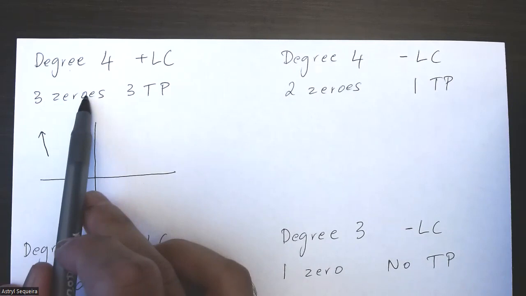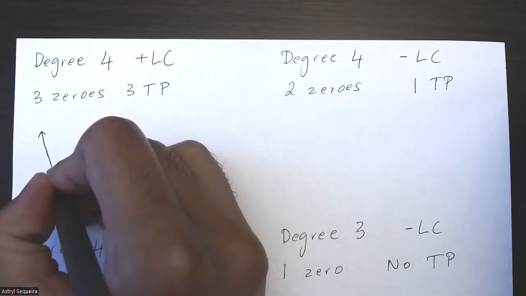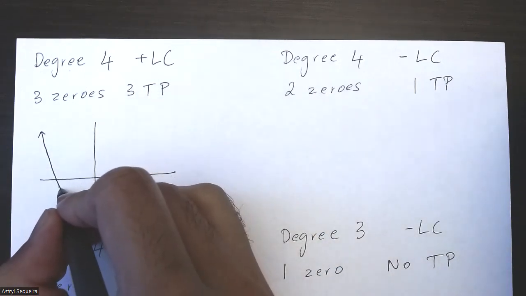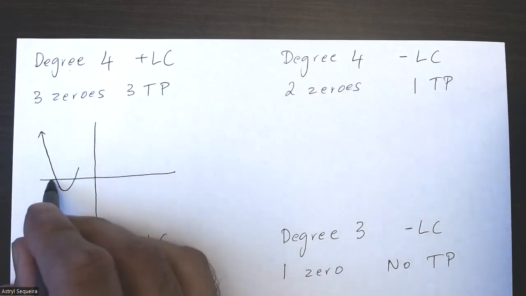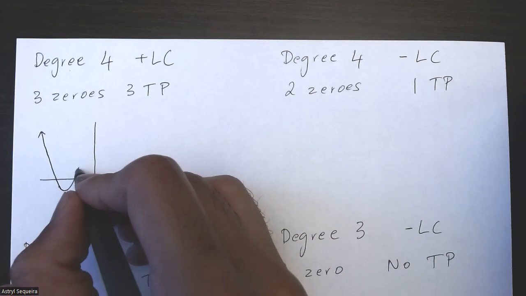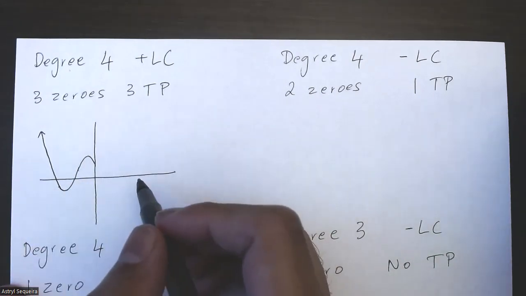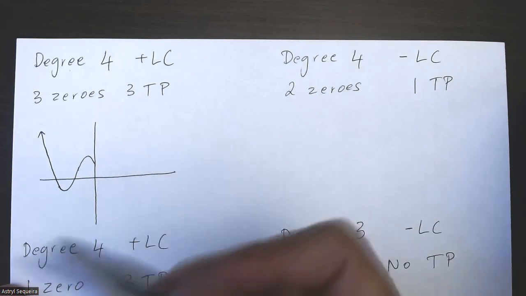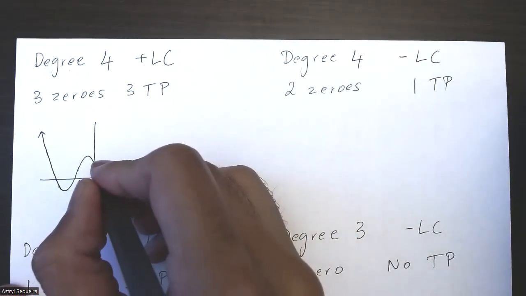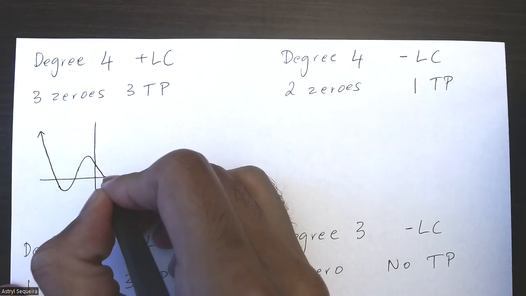I want 3 zeros and 3 turning points. So let's start by taking this through over here because I know that's going to give me 2 zeros. And now I have 2 zeros and 1 turning point. I want to have a second turning point, so I'm going to turn over here. So now I have 2 zeros and 2 turning points. And now I want one more zero and one more turning point, which means that my final turning point has to be my 0 as well.